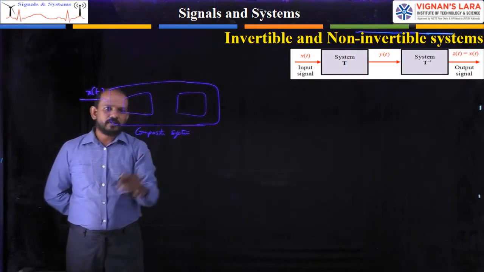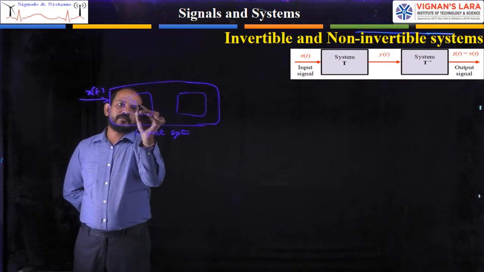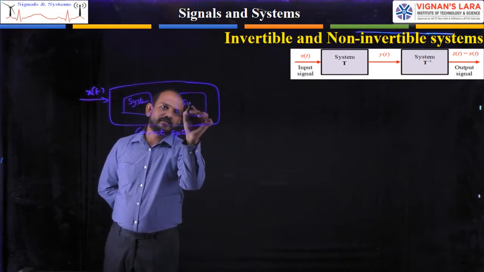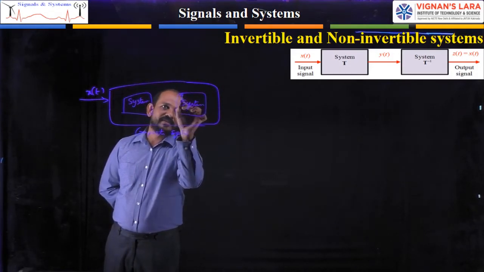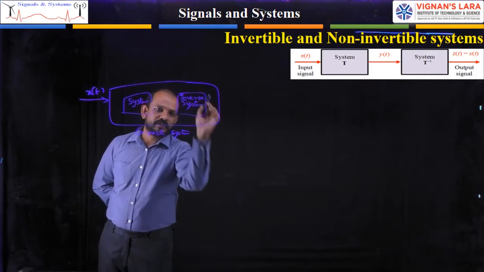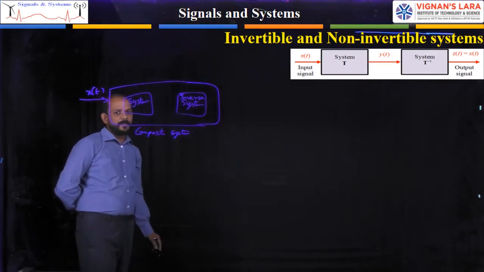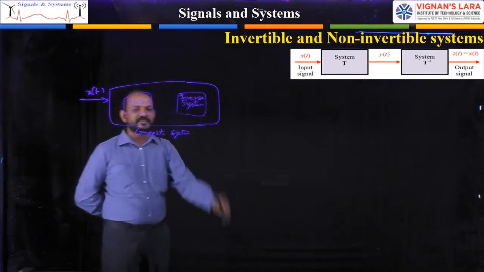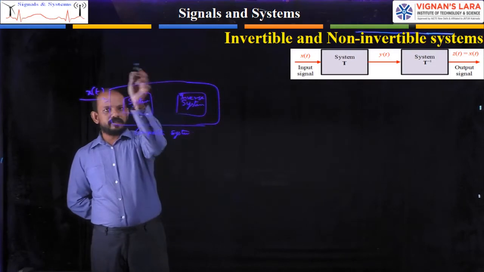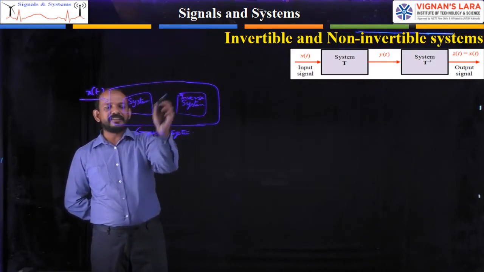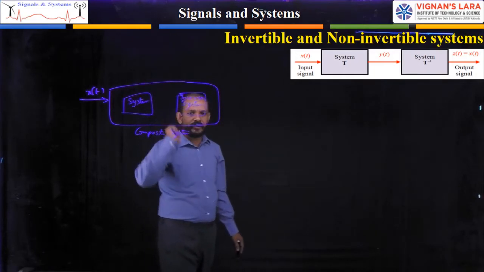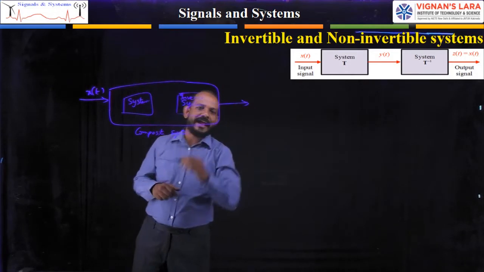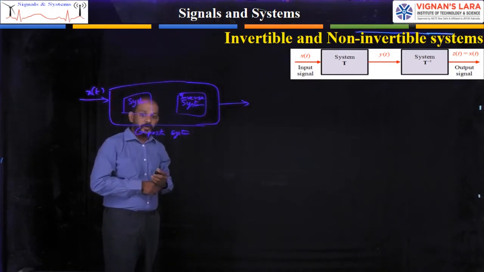So the first one is an invertible system. And the second one is the inverse system. So 2 things: the first one is invertible and the next one is the inverse system. Now we have to treat this composite system completely as a single one, and say whether this composite system is an invertible system or a non-invertible system.